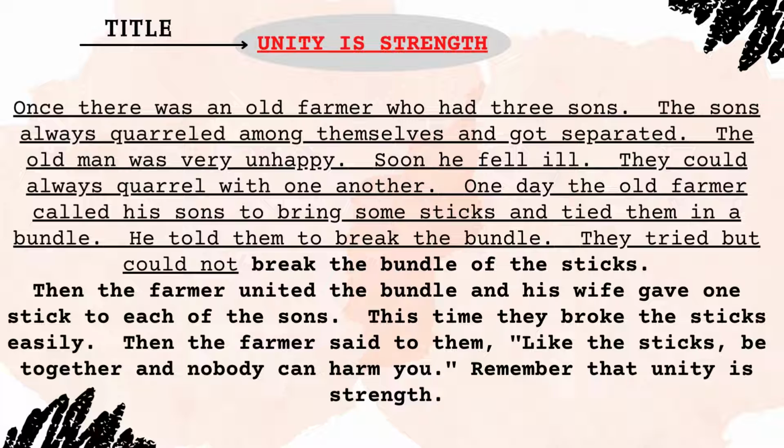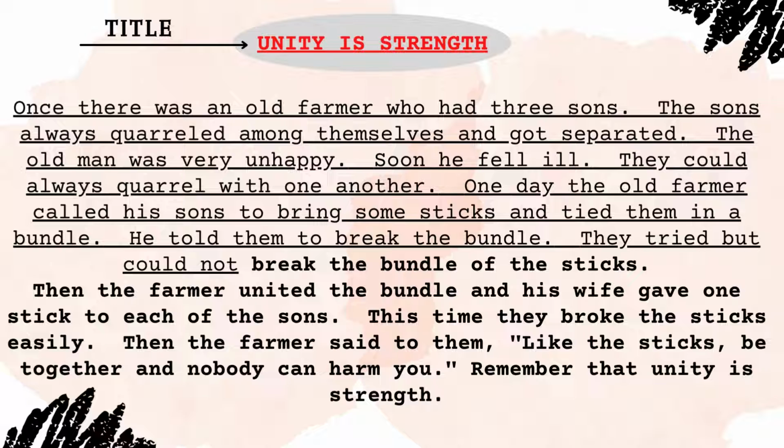Then this is the complete story of that sample question. Here, unity is strength is the title or the theme of that story. Write the part written in the question, then complete the story from the incomplete place. So the last line was they tried but could not. What? They tried but could not break the bundle of the sticks.